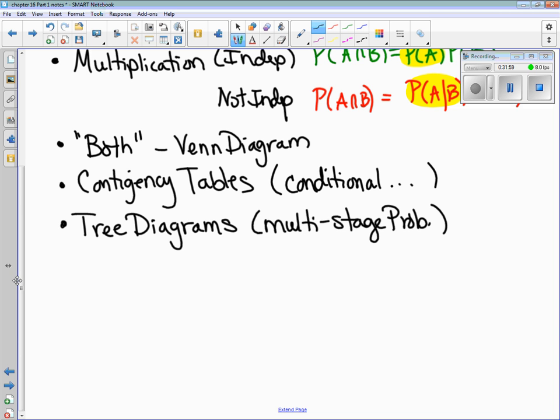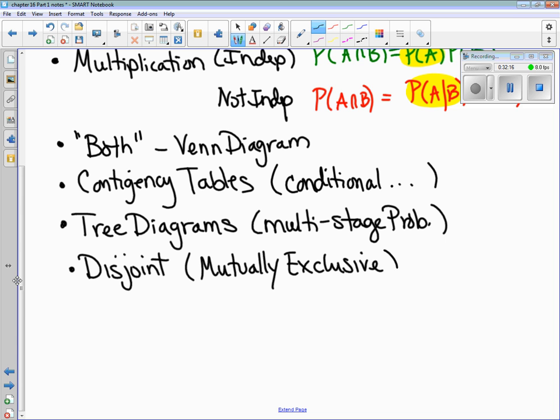I will tell you, you need to know what disjoint means. What's another word for disjoint? Mutually exclusive. What does that mean exactly? They both can't happen at the same time. In other words, the probability that they overlap is 0. Right? You can't have A and B.